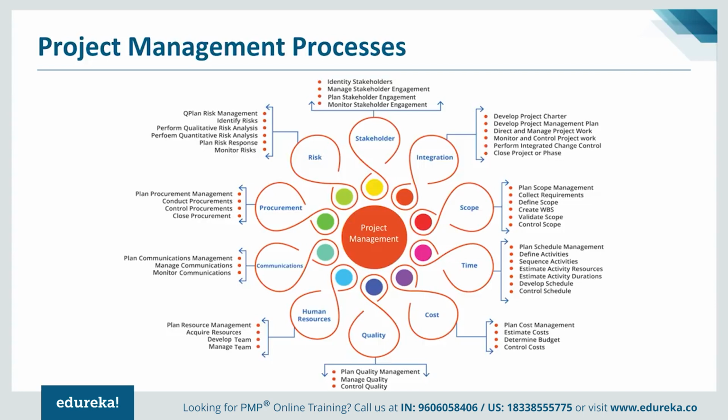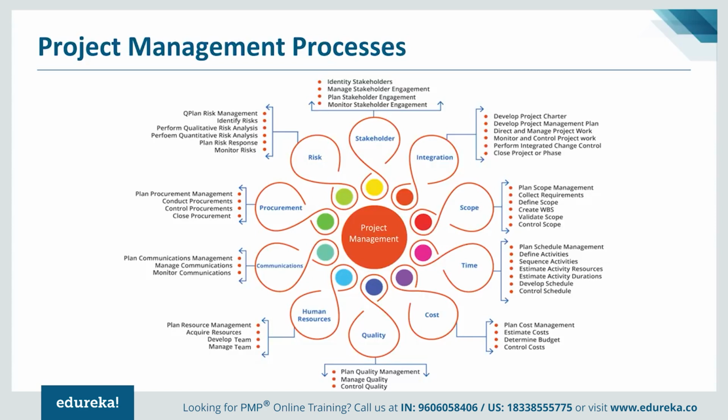And as you can see now here on the screen, we have these 10 knowledge areas, and for each of these knowledge areas, there are defined processes. So if you count them, there are 49 of them. Let's quickly glance through this, starting with integration management. This is one of the biggest ones. What do we do typically as a part of integration?